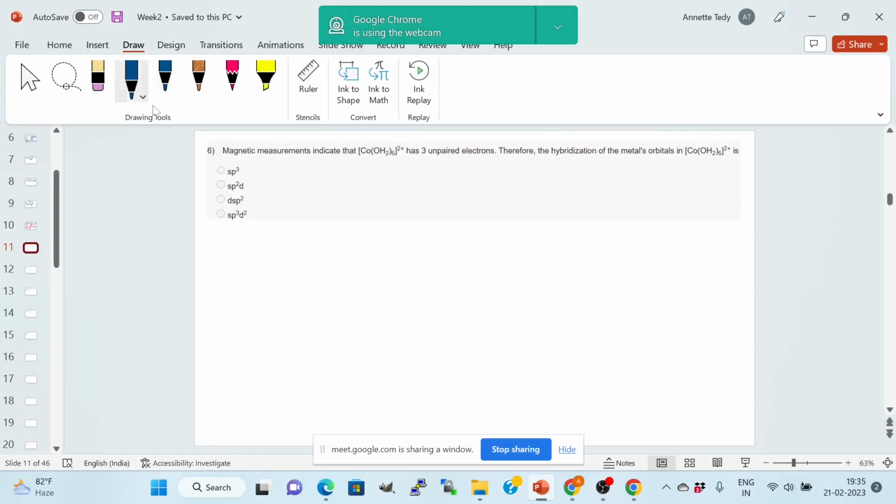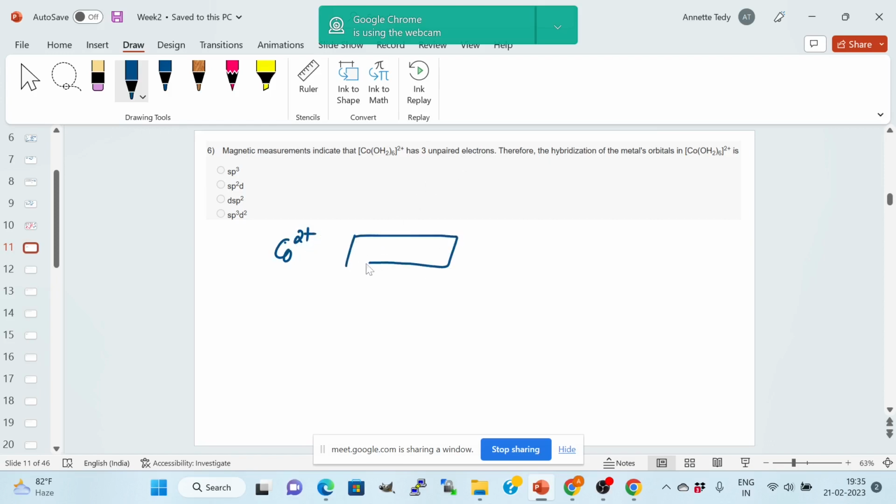Okay, so this is also a straightforward question. The magnetic measurements indicate that the cobalt water complex, Co(H2O)6, has three unpaired electrons. Therefore, the hybridization of the metal's orbitals in this complex is? So, as you know, cobalt is in the 2 plus state here, right? And it has three unpaired electrons.